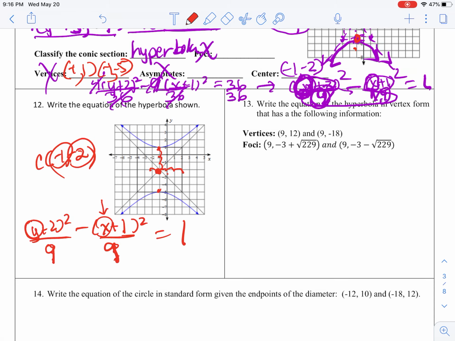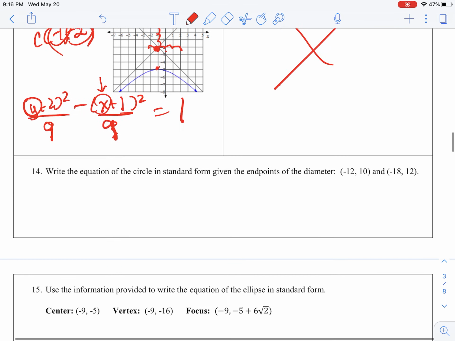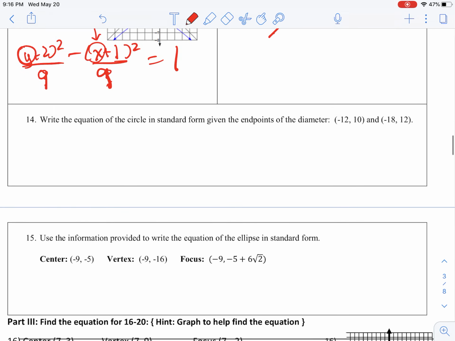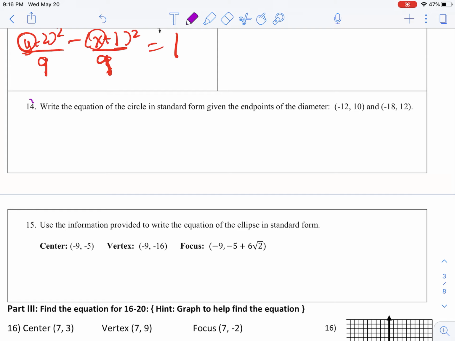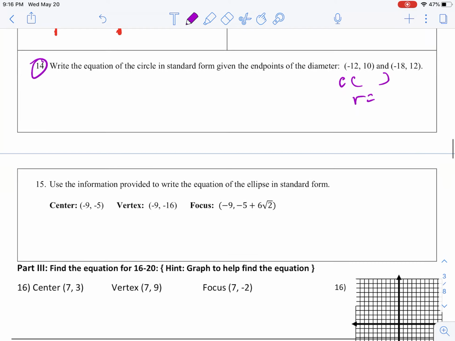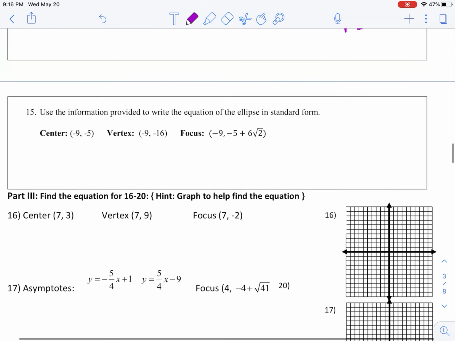Okay, now let's go to 13. I wouldn't give you 13 because it involves the foci, which, if you're ever having to really design one, you could find the foci. You can figure it all out from that. Number 14, I'm going to let you do yourself. You might want to draw a picture and think about it, but there's a way to find the center and the radius from this information and write the equation of the circle. And then you can check your answer at the bottom.